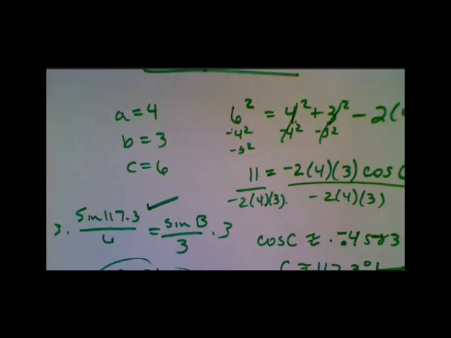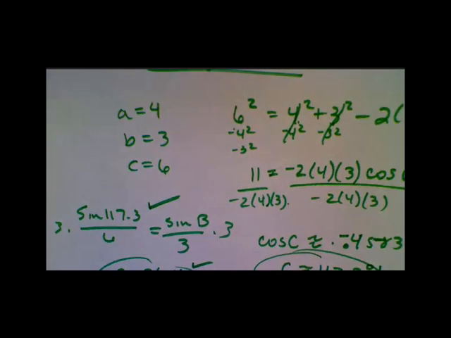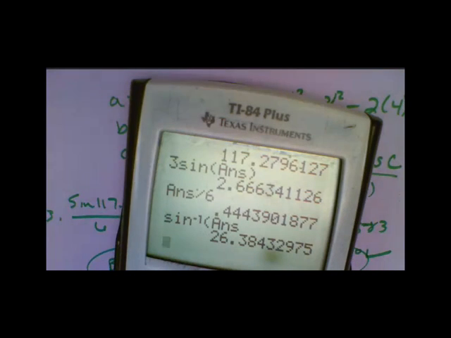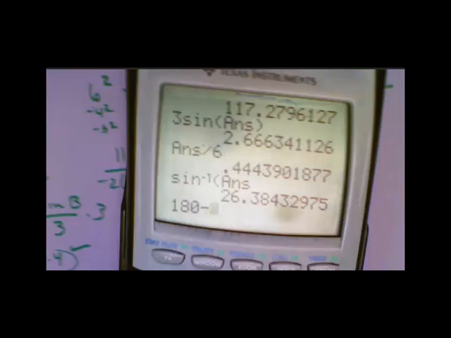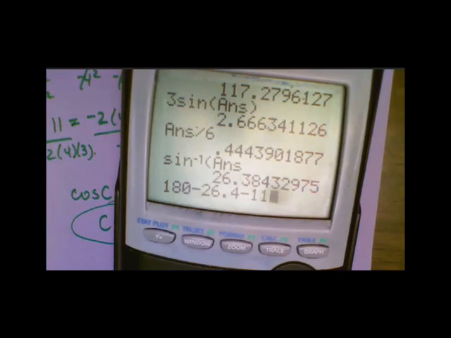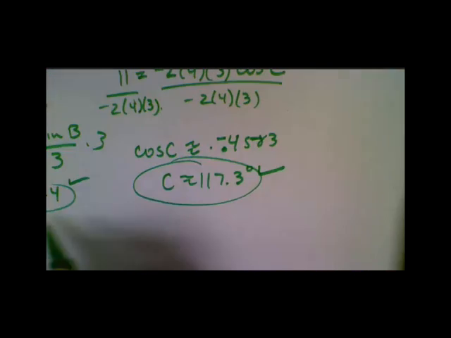Show me the law of sines to find angle B. Show me your answer. And then to find A, I really don't need to see the arithmetic of that. You're just going to take 180, subtract 26.4, and subtract 117.3. And I get 36.3. So I don't need to see the math of that, but that's what I need to see for work.